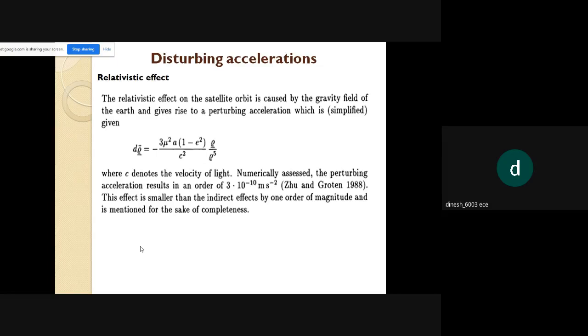So this effect is smaller compared to the indirect effects by an order of magnitude, which is to be determined easily.